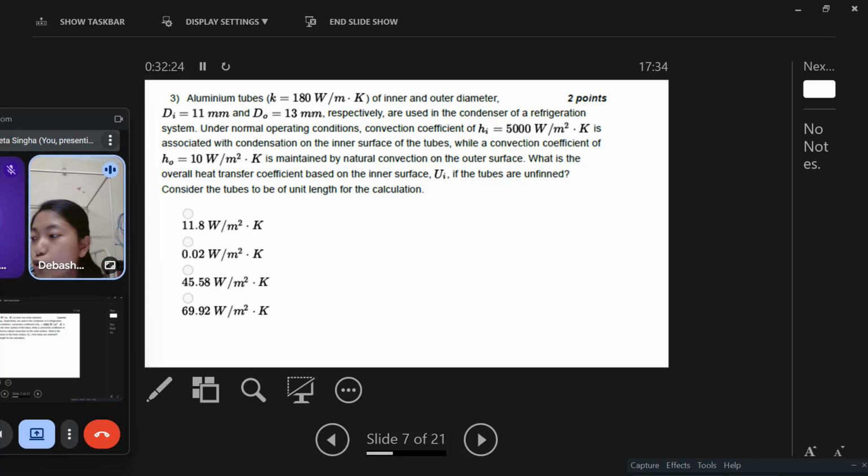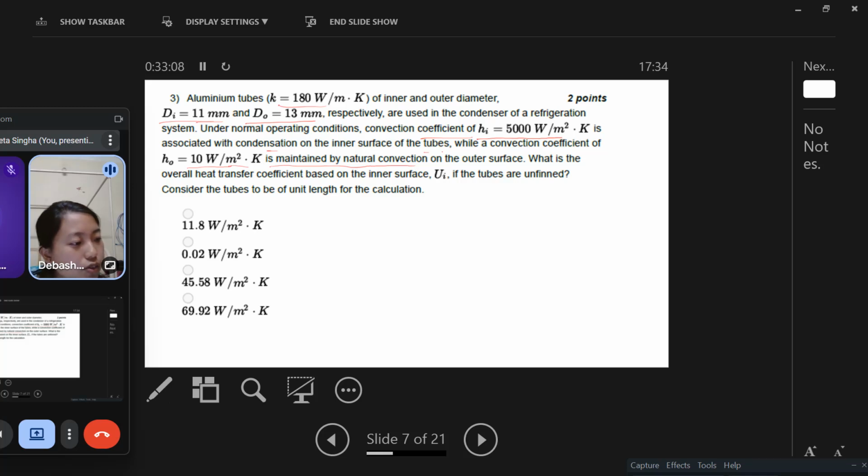Now next is aluminum tubes. Thermal conductivity they have given, and inner and outer diameter. Measurement is given: Di inner diameter is 11 millimeter, outer is 13 millimeter. Are used in the condenser of a refrigeration system. Under normal operating conditions, a convection coefficient of Hi equal to 5000 watt per meter square Kelvin is associated with condensation of the inner surface of the tubes, while a convection coefficient of H naught is maintained by natural convection on the outer surface.